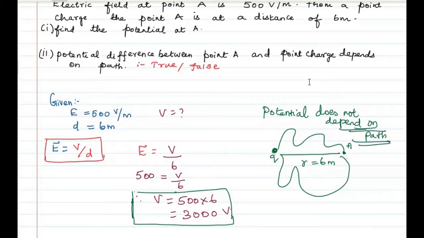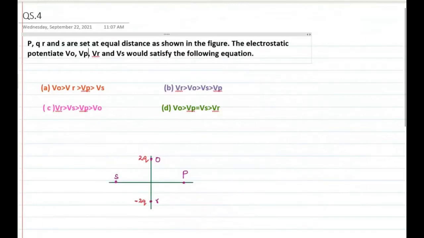So they asked whether the potential difference at A and point just depends on the path. No, it doesn't depend on the path. So the statement is false. Okay, coming to the next one.